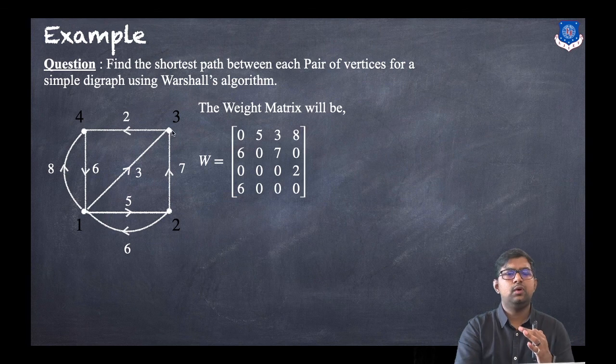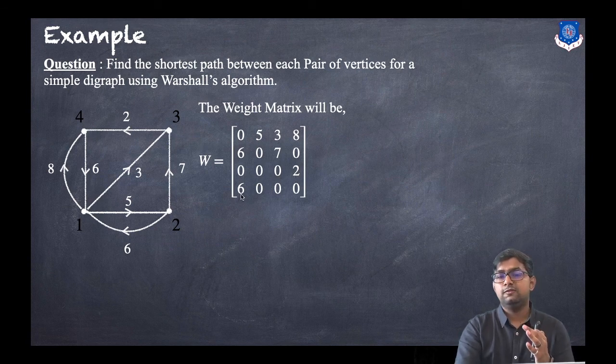Then next 3 and 1. Now where is 3 and 1? For 3 and 1, there is no direct edge, so we'll write 0. Now 3 and 2, again there is no direct path or direct edge, so we will write 0. Now 3 and 3, as it is a self loop and we don't have a self loop, it is 0. And last 3 and 4, so that means 2.